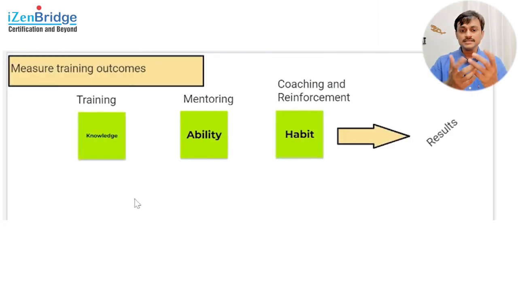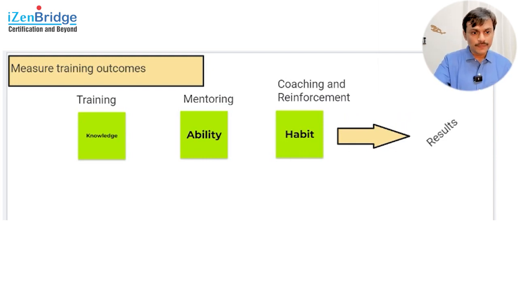Now, finally, measure training outcome. So it's like this. You have developed people. You have put them into training. Are they really developed? You think that you have given them education. Is it effective? Because project management is all about taking feedback. So do we have a mechanism to evaluate how things are going?